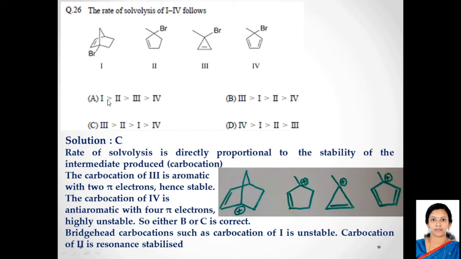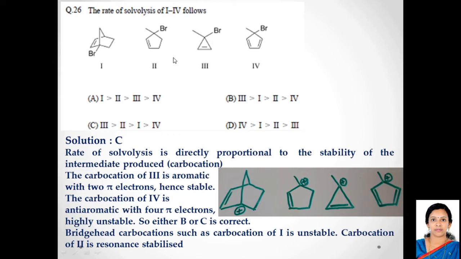compounds in the order of decreasing rate of solvolysis. So we have to arrange these four compounds in the order of decreasing rate of solvolysis. So which of these compounds will show the least rate of solvolysis, or which of these compounds will show the most rate of solvolysis? Now solvolysis is basically just a reaction of these cyclic compounds with a solvent molecule. The solvent can be water, alcohol, etc.